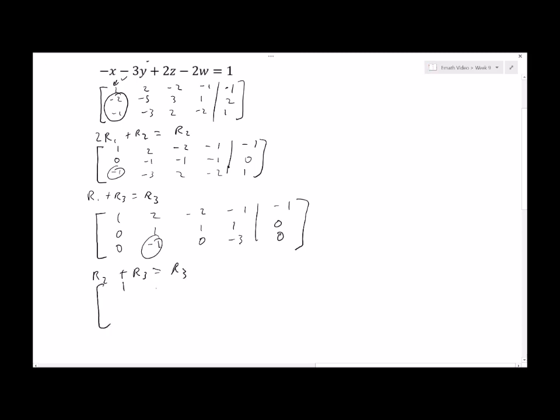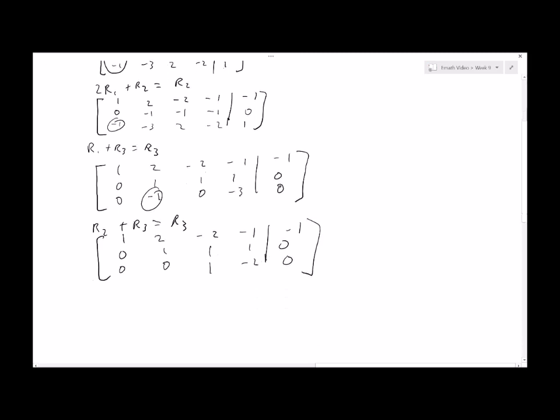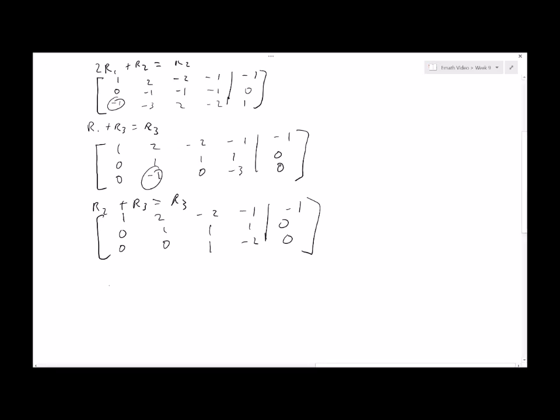We're left with 1, 2, negative 2, negative 1, negative 1, 0, 1, 1, 1, 0. And this has left us with 0. 1 plus a negative 1 is 0. 1 plus a 1 is 1. 1 plus a negative 2 is negative 1. Negative 3 is negative 2. And 0. So we're left with z plus negative 2w equals 0, or z equals 2w.